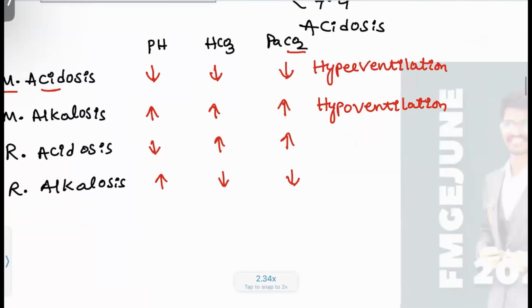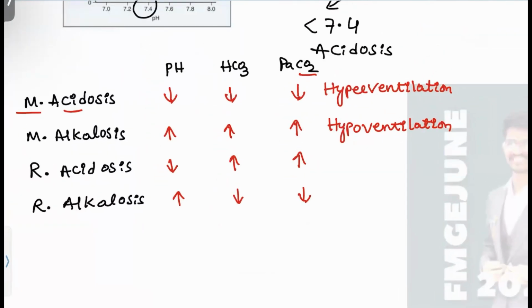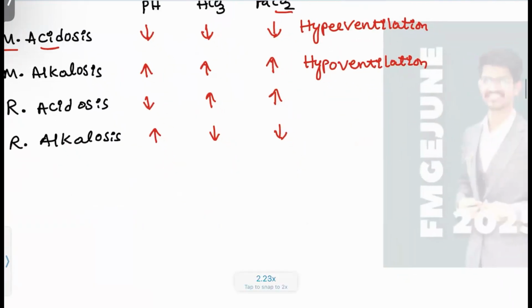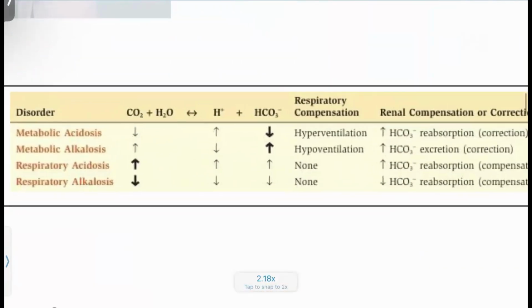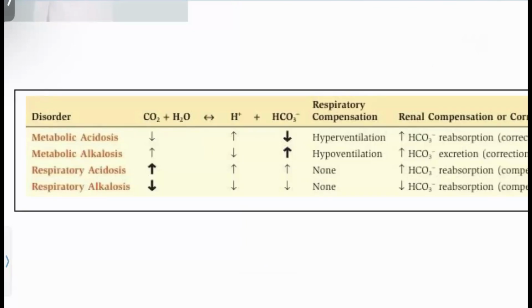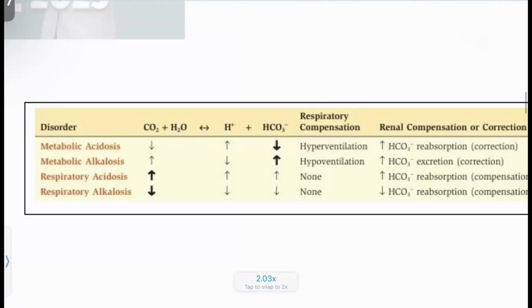So that's why, during metabolic acidosis, the PaCO2 value will be decreased. During metabolic alkalosis, our PaCO2 will be increased, as the body hypoventilates and retains more and more carbon dioxide inside, and it will make the pH normal. So this is how the compensation occurs. Here is the summarized table: in metabolic acidosis, your HCO3 will be decreased, and to compensate for that, CO2 is also decreased by the respiratory compensation of hyperventilation.